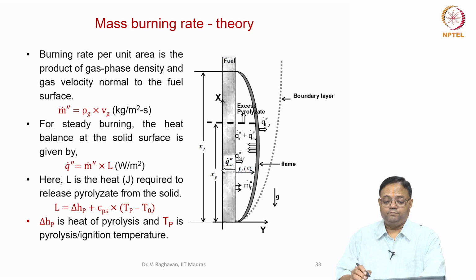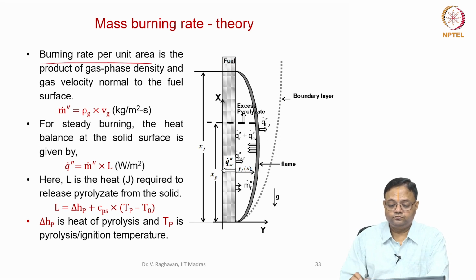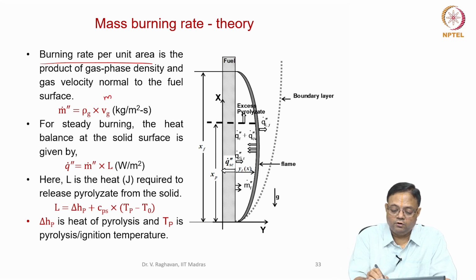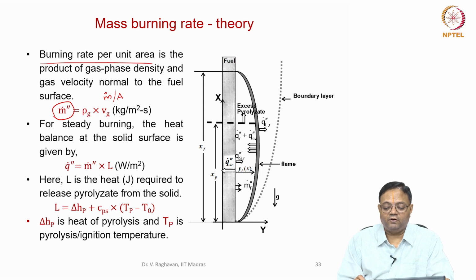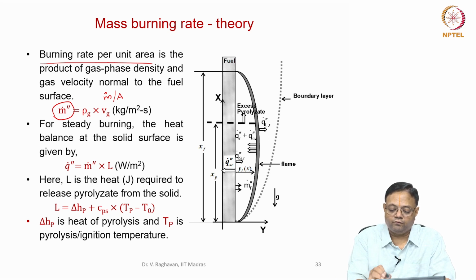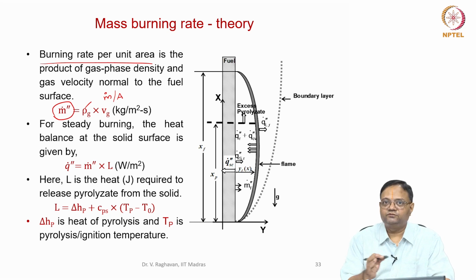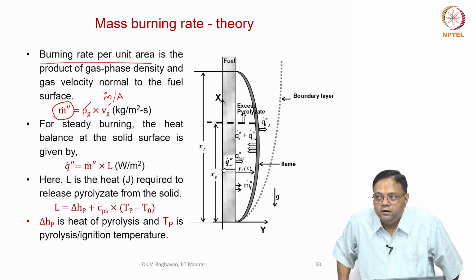Now, what is burning rate per unit area? Some mass of the fuel comes out at a particular rate, that by unit area will give you the flux of the mass which is coming out, that is rho A V is the mass burning rate. When you divide by A, you get rho into V, where rho G is the density of the gases which are coming out, and Vg is the velocity of these gases, and the unit is kg per meter square second.